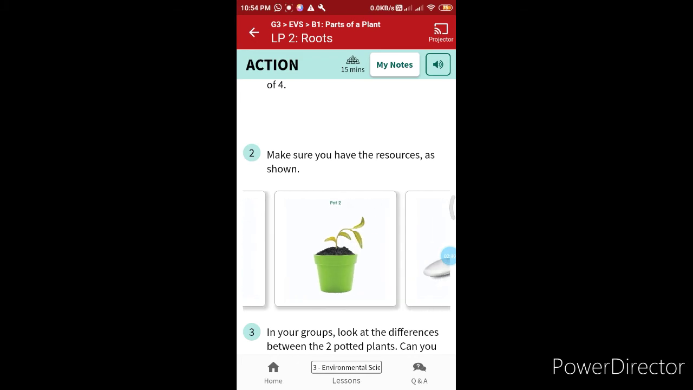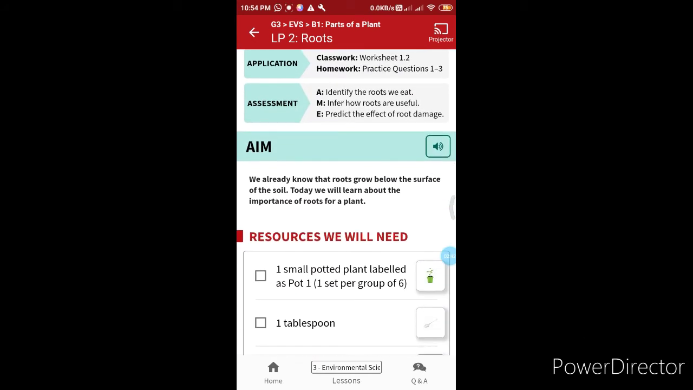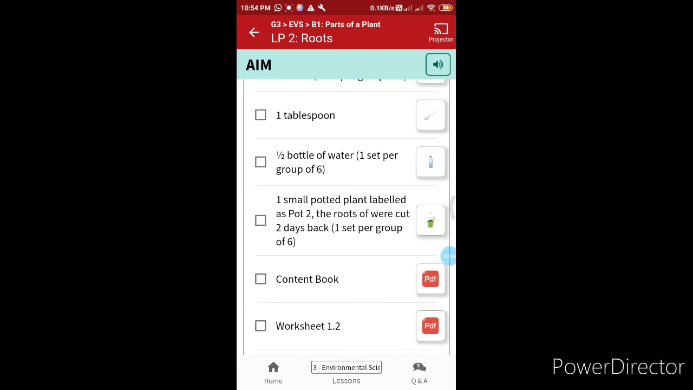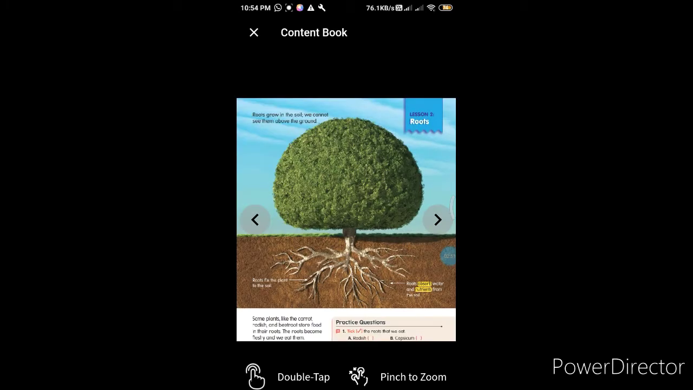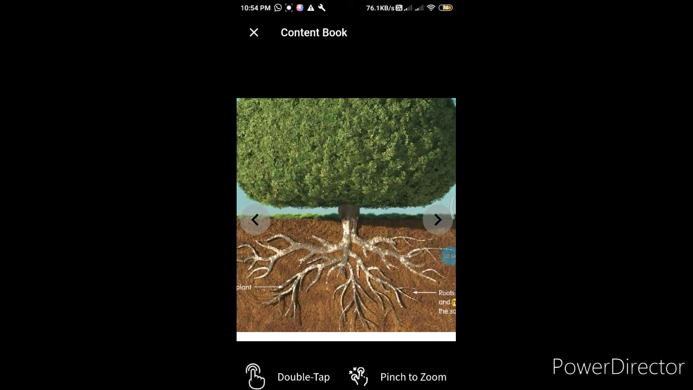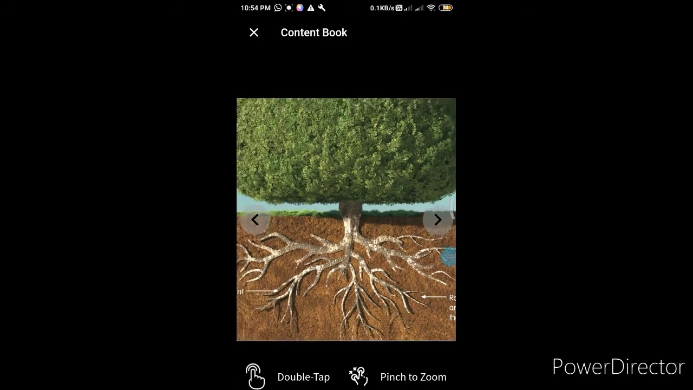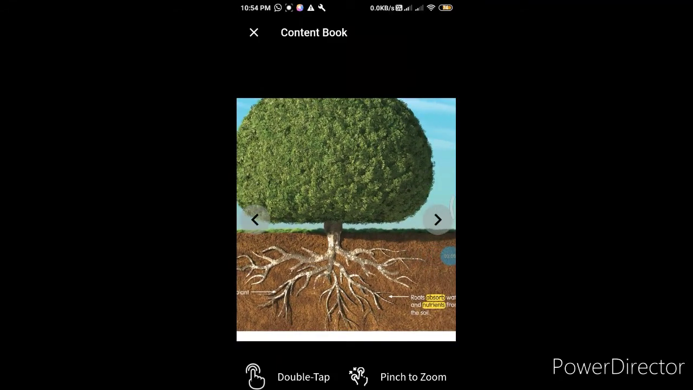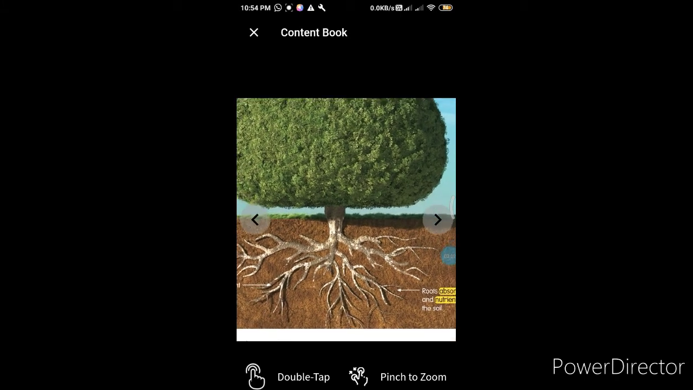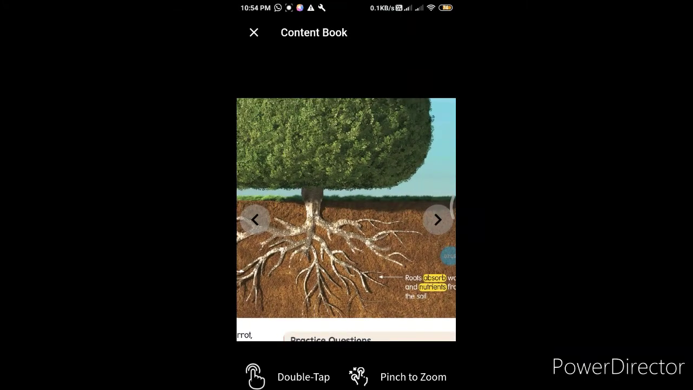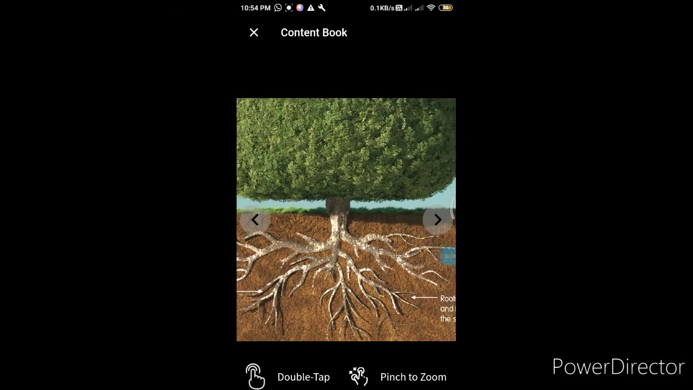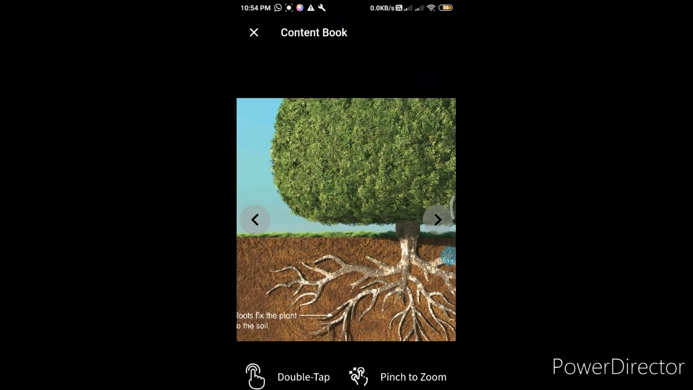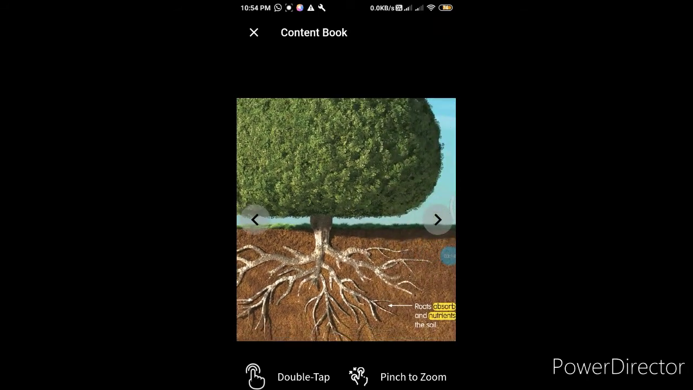So now we will see in our content book what actual function the roots are performing in any plant. Look at this picture, how the roots are helping. A healthy tree you can see in the picture, and the roots are absorbing water and nutrients from the soil and transporting them to the other parts of the plant. That's the main function the roots are able to do.